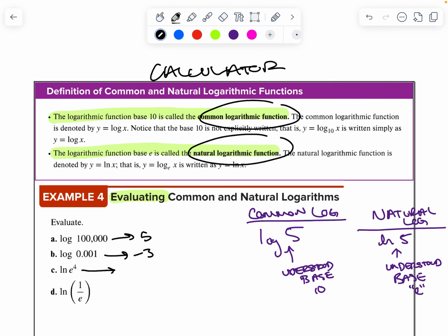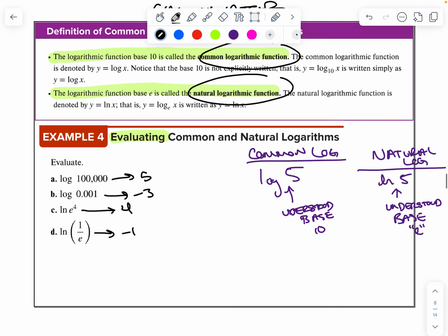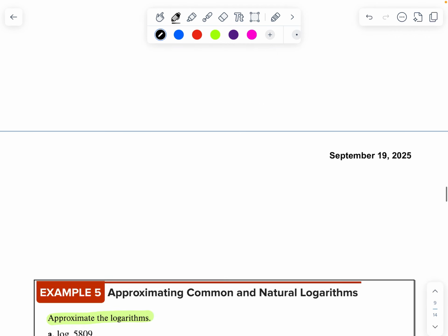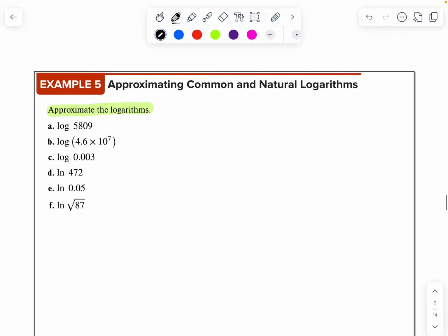ln e to the 4 in your calculator will give you just a 4. ln 1 over e in your calculator will give you a negative 1. These are just calculator problems here. Any problem that just has a regular log or a ln, a common log or a natural log, you can really use your calculator pretty heavily on those. These say approximate. They're just wanting a decimal, and we'll just take each decimal to 2 decimal places.